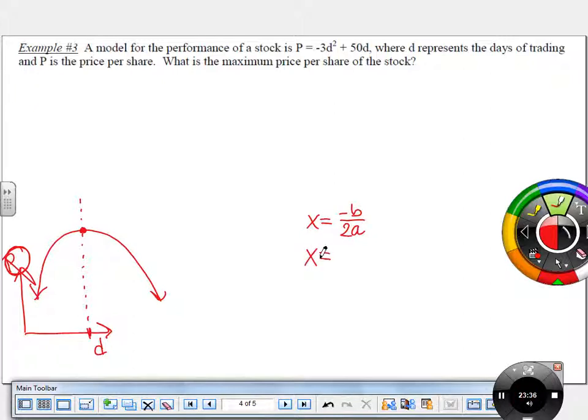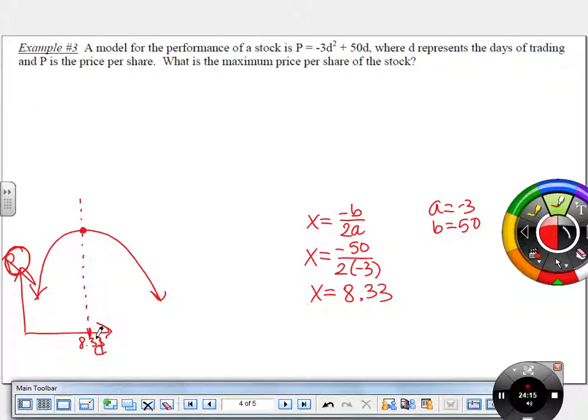According to their equation, A would be negative 3, B would be 50, and C would be 0. So here, I have negative 50 divided by 2 times negative 3, which is going to give me 50 divided by 6, which turns out to be 8 1/3, or 8.33 continuously. Now, that's an x value, or in this problem, a D value. So that's telling me the vertex is occurring at this point.